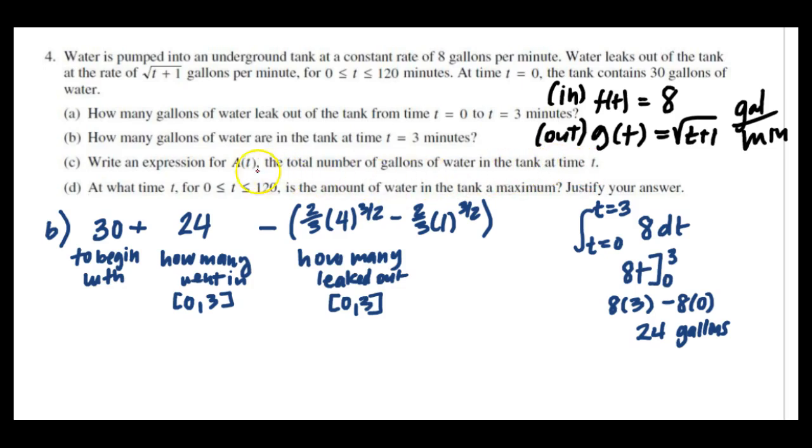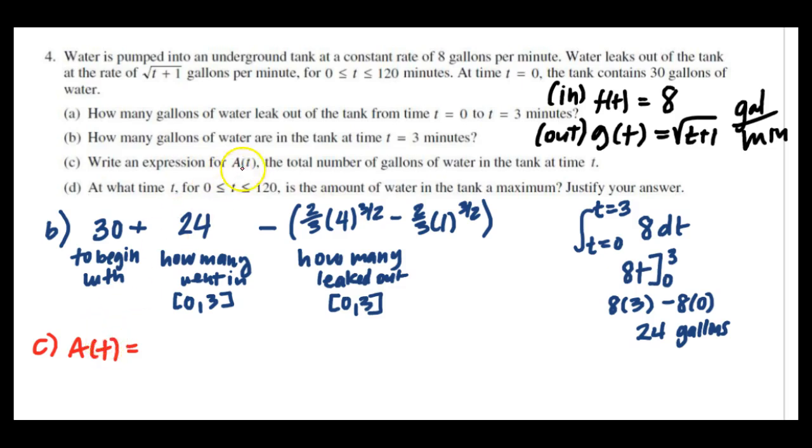So part C is asking us to generalize what we did in part B. Part B asked us to find specifically how many gallons were in the tank after 3 minutes. But part C is asking us to write an expression for A of t, the total number of gallons in the tank at some generic time t. So let's go ahead and start. Part C is going to be A of t is going to have to equal. So we're about to write out a function. And writing out part B like this should help us write the function A of t.